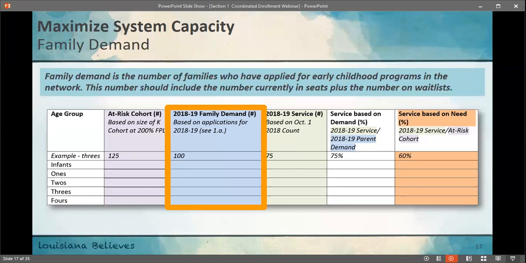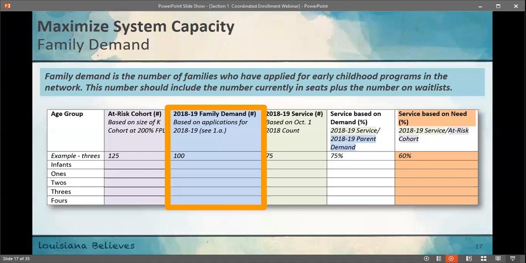So family demand is the next column, and this is the number of families that have applied and are completing applications in your network. It's the number of families who have stepped up and said they wanted services by applying for services. This number should include the number currently in seats and the number on wait list. It would automatically include wait lists because the families on wait lists have already completed the application process, but maybe have not been provided a seat as of yet. This number represents who actually have applied for services, but it may not necessarily capture who wants or needs services, which is one of the reasons why we provide that at-risk cohort.